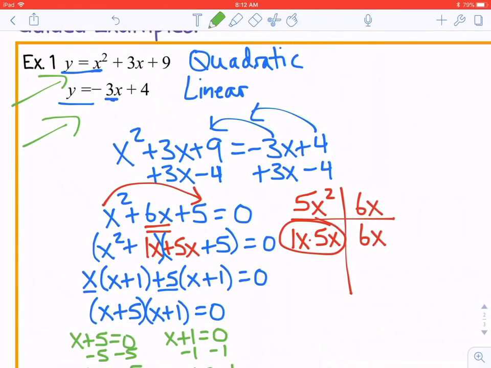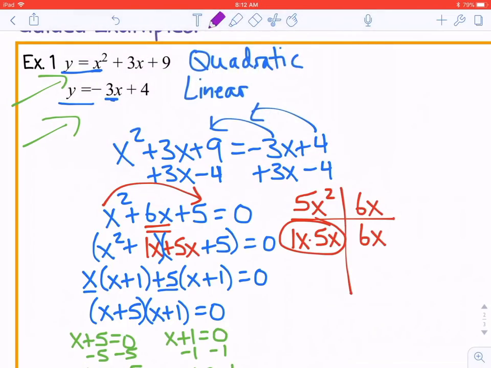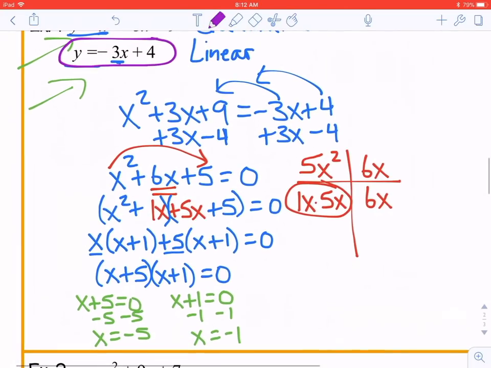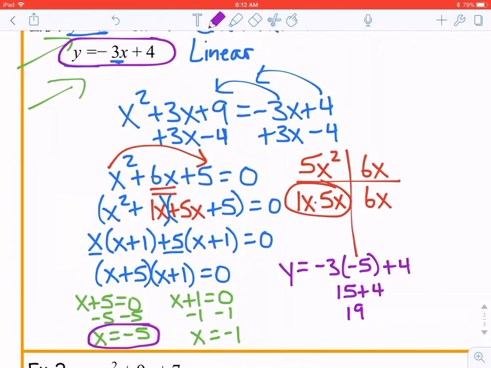Now, if you look at those two equations, which one looks easier to plug this back into? Certainly this one looks a little easier to plug things back into. So let's say y equals, and take this first x value and plug it in. So y equals -3 times -5 plus 4, which will be 15 plus 4, which is 19. So one of our solutions is -5, 19.